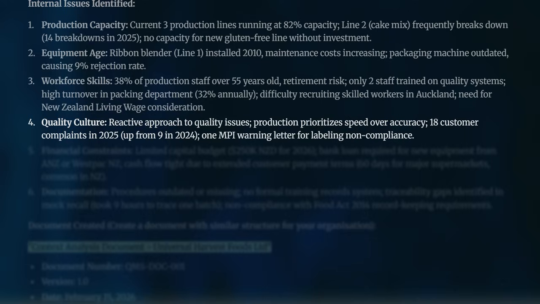Our exemplar company here stated there is a reactive approach to quality issues. Production prioritizes speed over quality, and there were 18 customer complaints in 2025. The complaints are up from 9 complaints in 2024. In 2025, they have 18 complaints. And there was one MPI warning letter for labeling non-compliance. So those are the quality culture issues identified, again, with facts, with data, and for the business continuity of the organization. You can do the same for your organization to ensure sustainability.